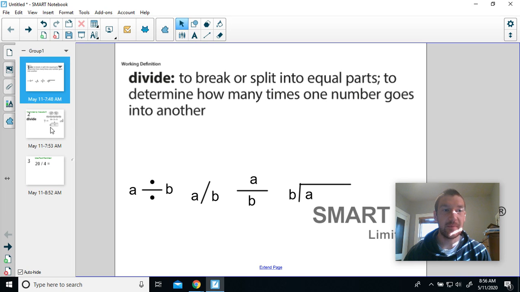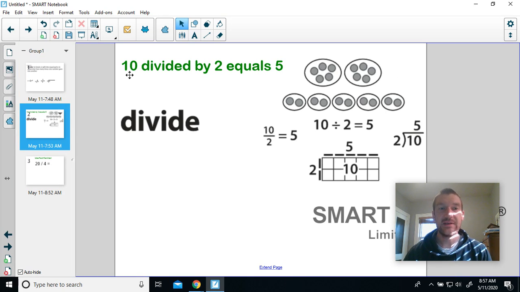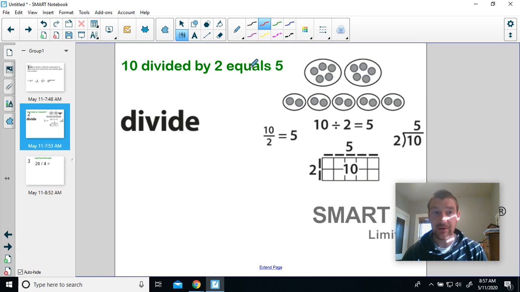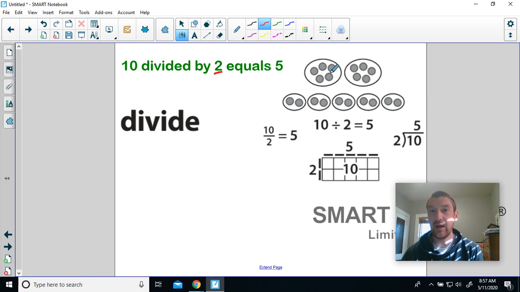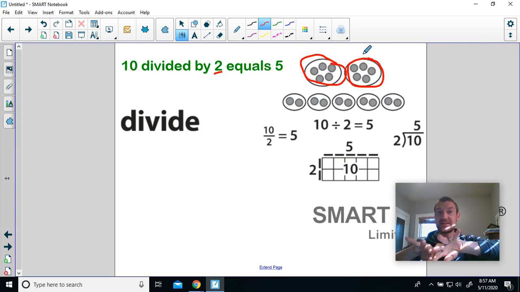So let's see this with some real numbers. So here we're going to talk about the situation 10 divided by 2 equals 5. So here's all sorts of different ways we could think about that. So we could think about, if we split 10 into 2 equal groups, okay, how many are going to be in each group? So here's our 2 equal groups, okay? So if we were to split 10 into 2 equal groups, like you're sharing 10 cookies with 2 people, each person would get 5, right?